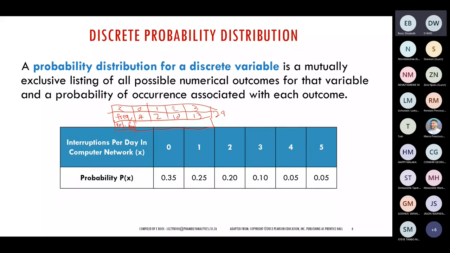So I will say 0.14. And 2 divided by 29, only two decimals, gives 0.07. And 10 divided by 29 gives 0.34. 13 divided by 29 gives 0.45.